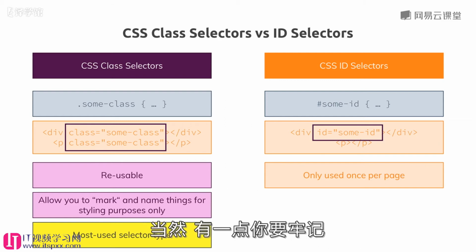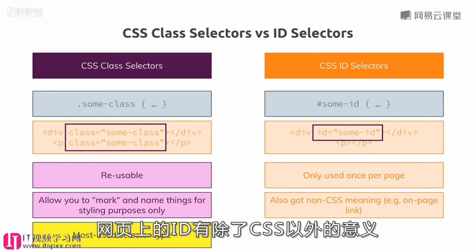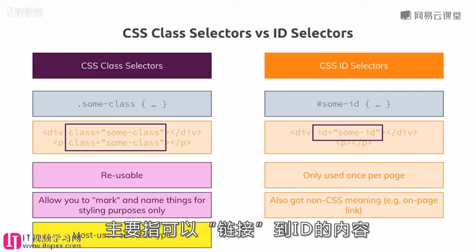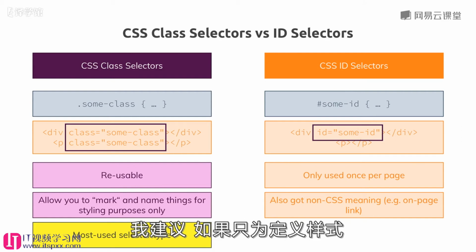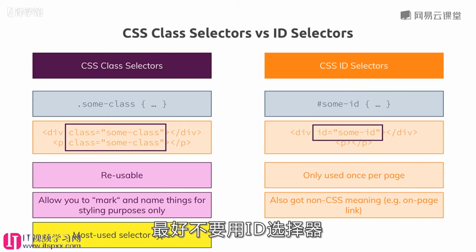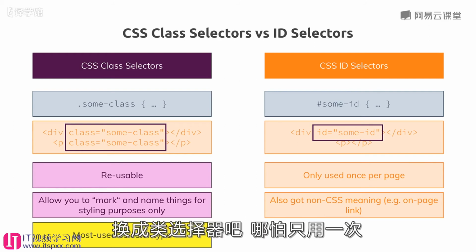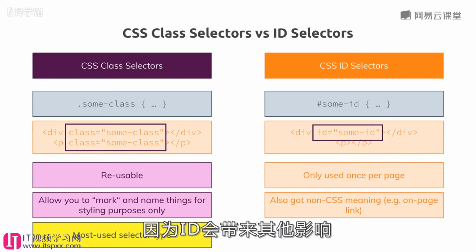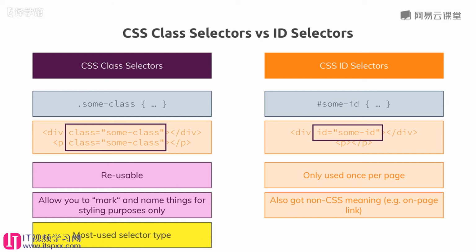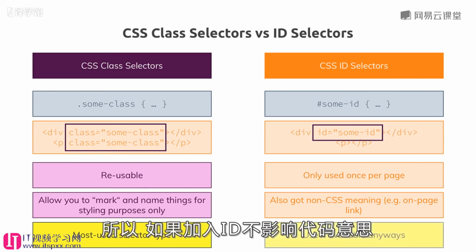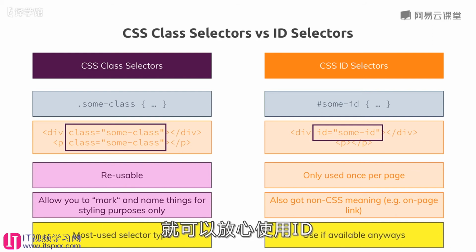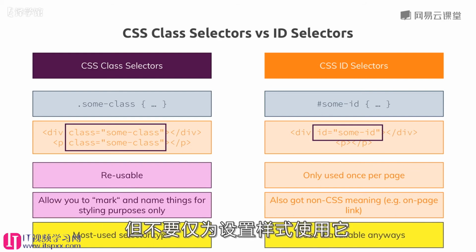However, it's important to keep in mind that IDs also got a non-CSS meaning on your page, mostly the thing that you can link to IDs. I'll show this on the demo project in a second. So therefore, using IDs just to apply a style is not really something I can recommend. Use a class instead, even if you only use it once, because the ID introduces some other effects which are not horrible or necessarily bad, but also not optimal maybe. So therefore, use ID selectors if you planned on using an ID anyways, if it semantically makes sense, but don't just add them because you want to add some style.